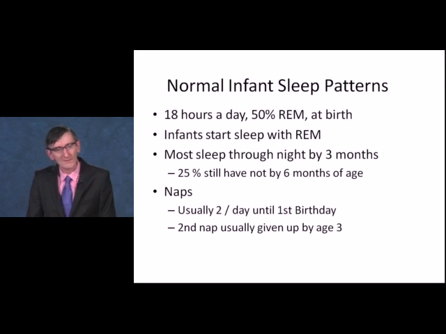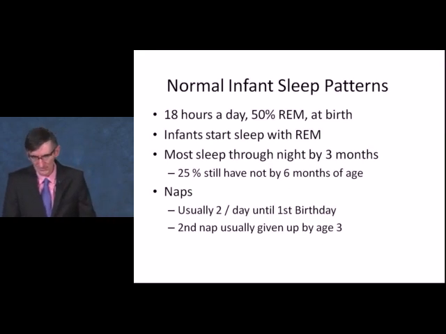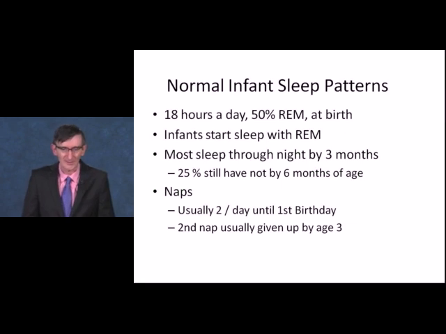Now, the other feature is most infants sleep through the night by 3 months of age. 25% have not slept through the night by 6 months of age. So you have to keep these rough parameters in your head when you're talking to parents with sleep disorders. Now, naps are common, and when you're not a parent, you don't know this, but most parents do. So naps, usually 2 naps per day till the first birthday, and then between 1 and 3 years of age, usually 1 nap, and it's given up by 3 years of age.